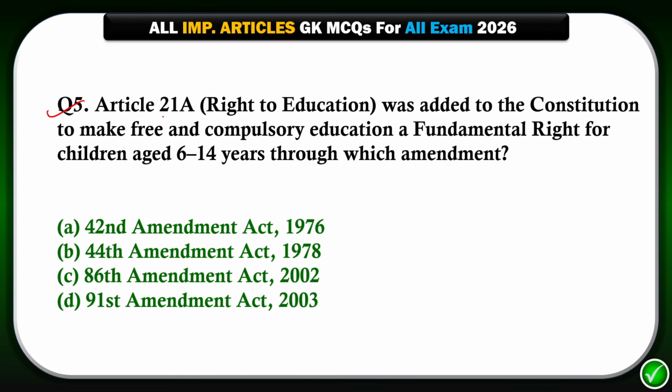Question number 5. Article 21A, Right to Education, was added to the Constitution to make free and compulsory education a fundamental right for children aged 6 to 14 years through which amendment? Option number C, 86th Amendment Act 2002.